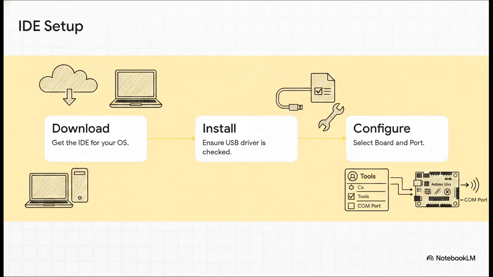Moving right along to Section 2, setting up the software, the digital environment. Now that we have our physical brain, we've got to set up the workspace. And it's a beautifully straightforward three-step process. You download the IDE for your operating system, install it, and configure it. Actually, quick pro tip straight from the source material: make absolutely sure that the Install USB driver box is checked during the installation. And always double check you've selected the right COM port in your tools menu. Otherwise, your computer won't even know the board is plugged in.